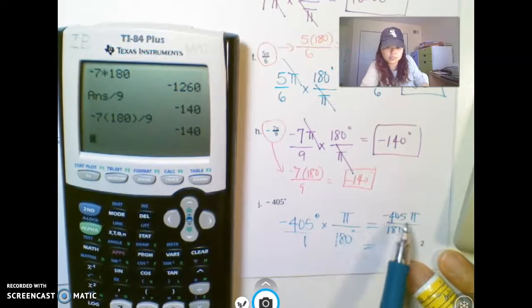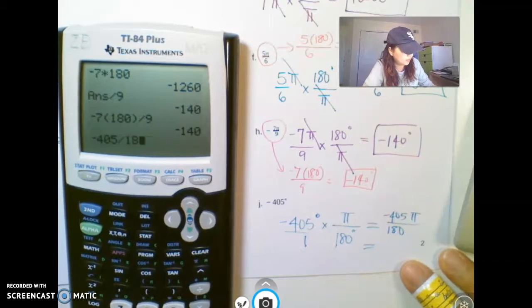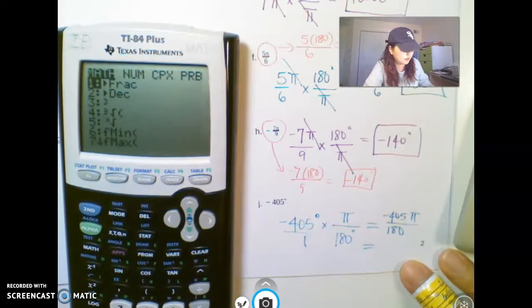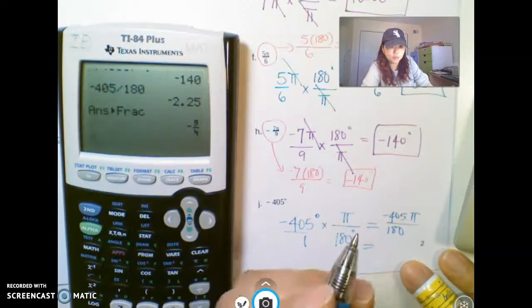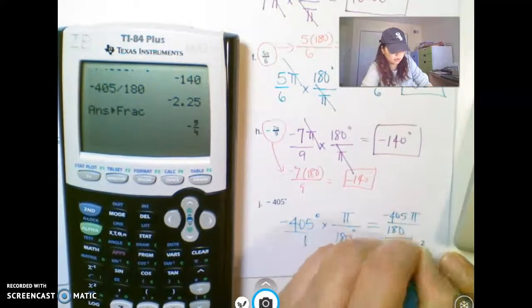Yes, you're always going to have a pi if you're going from degrees to radians. If you don't have pi, that means you're not doing it correctly. So negative 405 divided by 180, press enter. I'm going to change it to a fraction, so math and frac, enter. We have negative 9 over 4 pi radians.